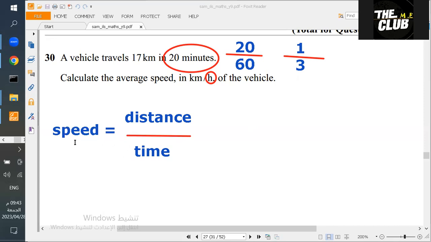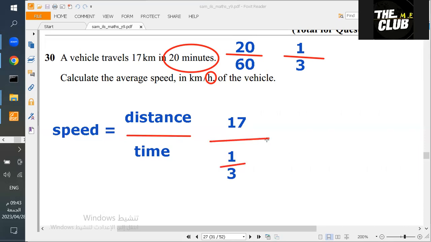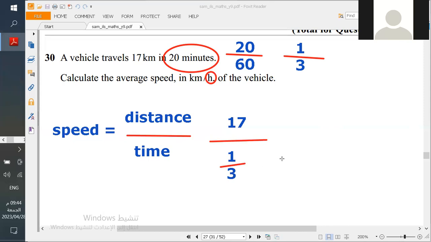Okay, what is the speed? Speed is distance over time. How much is the distance? 17 kilometers, so 17 over 1 over 3. Is it okay if I write 0.3, or do I have to write it like this? You lose numbers when it is 0.3, because it is 0.3333, and losing numbers will change your answer. It is similar to 1 over 3. Yes, use it like this, it's better.